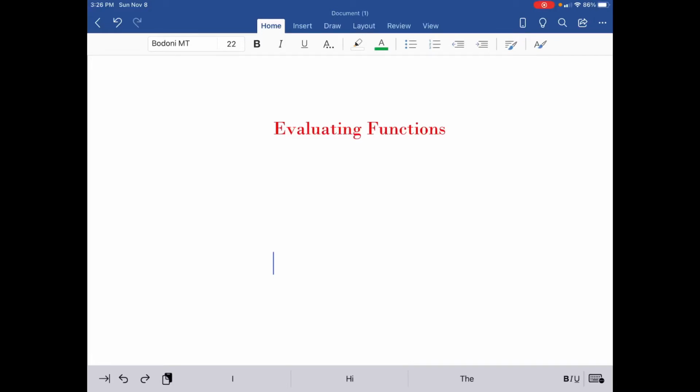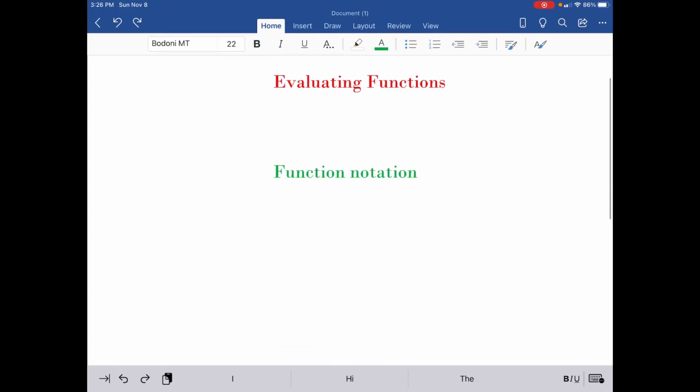For this section, we are working with evaluating functions. So the one thing that we will see is function notation. We're going to be using this notation.